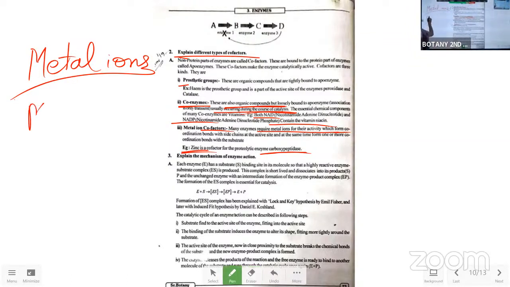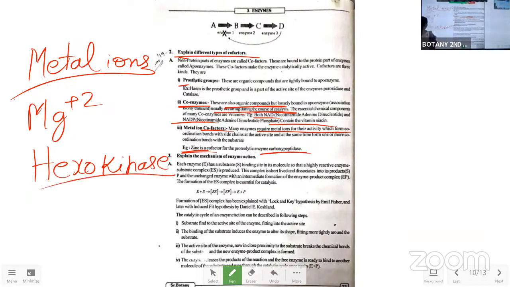Another one, Mg+2 is the cofactor for the enzyme hexokinase. We know this enzyme very well because in glycolysis, the first step, glucose is converted into glucose 6-phosphate, where hexokinase is the enzyme actively participating. And this enzyme needs the help of the cofactor, that is the Mg+2. In the presence of Mg+2 only, hexokinase will be active to convert the glucose to glucose 6-phosphate. Without this Mg+2, the reaction cannot be faster and sometimes it may not occur also. So you can write this example also.